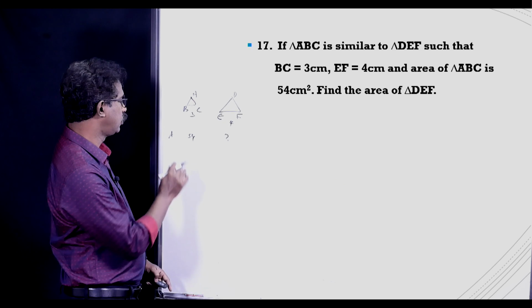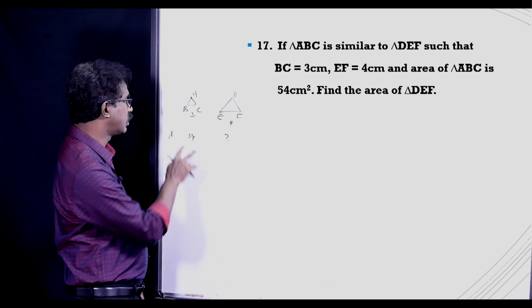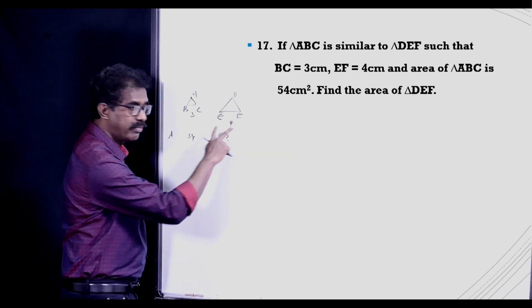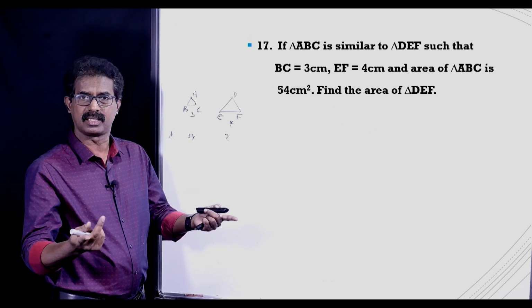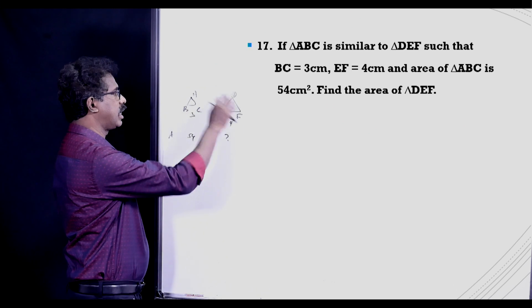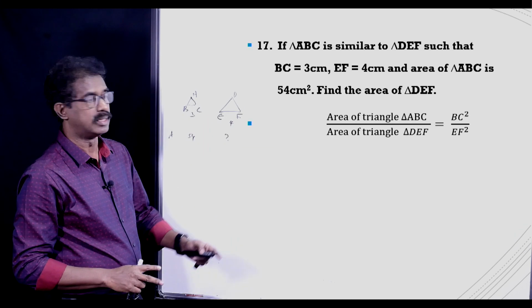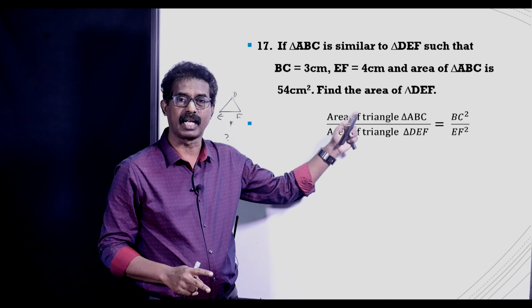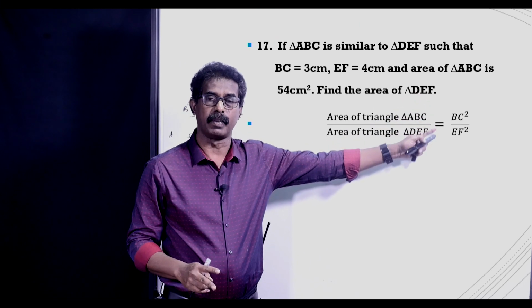So what result you have to use? Areas are proportional to squares of the sides. So don't write BC by EF. If it is perimeter, BC by EF. Since it is area, you square it. Area of this triangle by area of this triangle is equal to BC square by EF square. This is the formula, right? So area of triangle ABC by area of triangle DEF is equal to BC square by EF square.